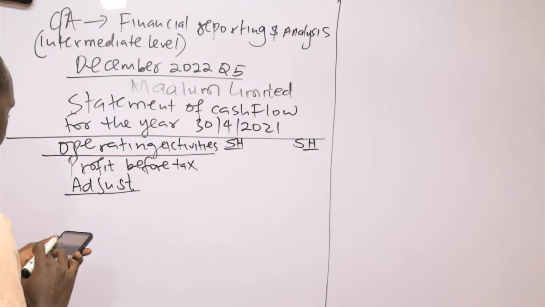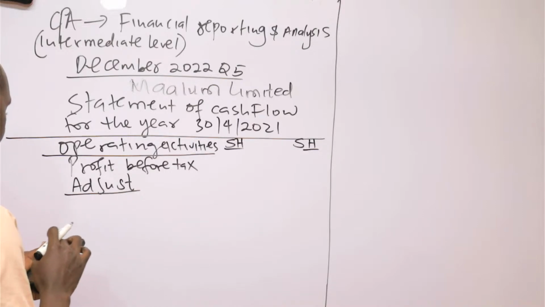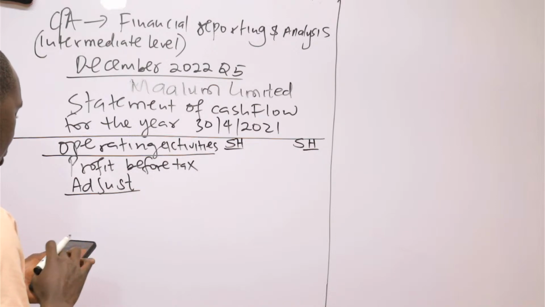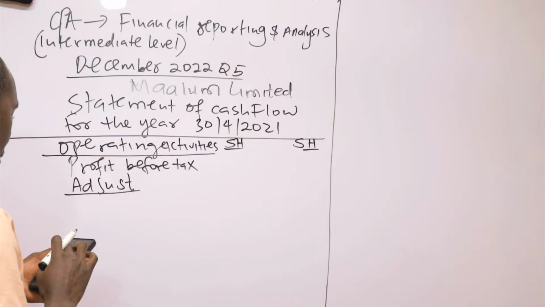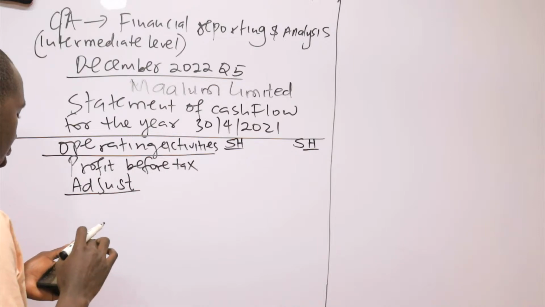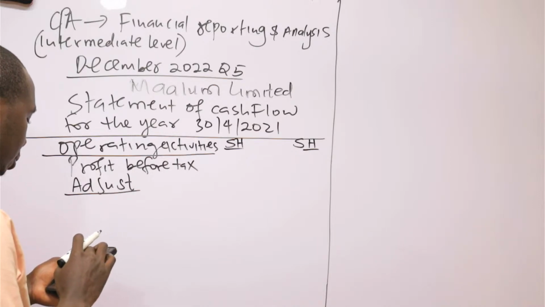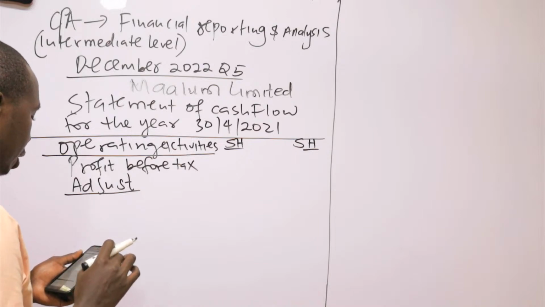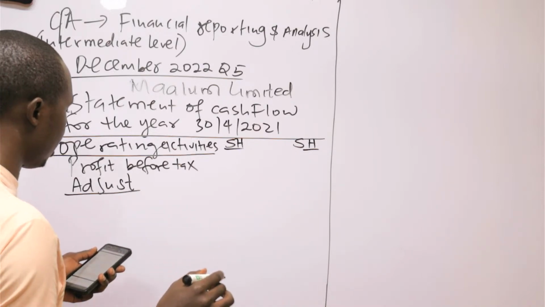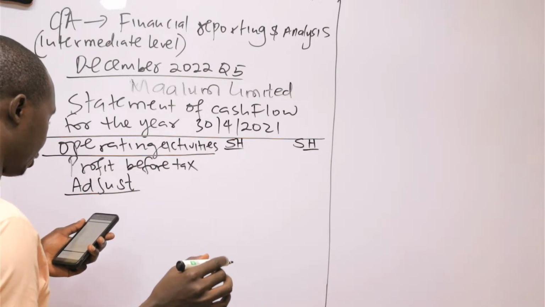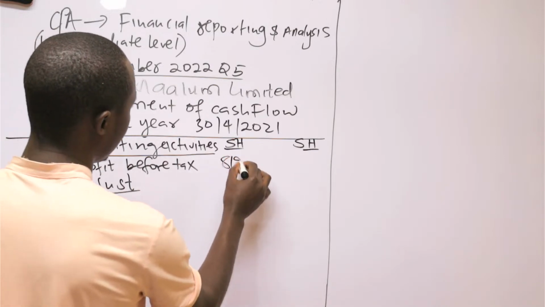Profit before tax, according to this question. You can also be giving me the answers under the chat so that I know that you are following what I'm doing. The profit before tax is given in the statement of profit and loss. So the profit before tax is 8190.